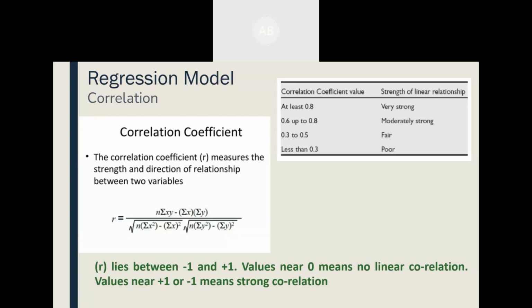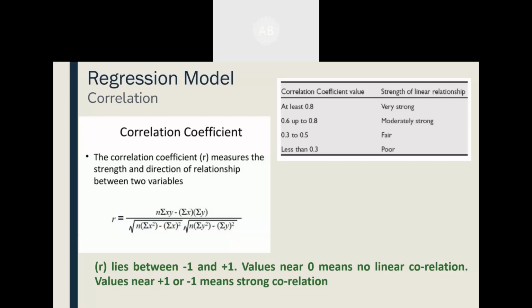And when you find r, ultimately the r will lie between -1 and +1. So if the r is -1, that means it has a perfect 100% negative relationship. If it is +1, it means that it has a perfect 100% positive relationship. That means if your weight increases by 1 unit, then your blood pressure will also increase by 1 unit.